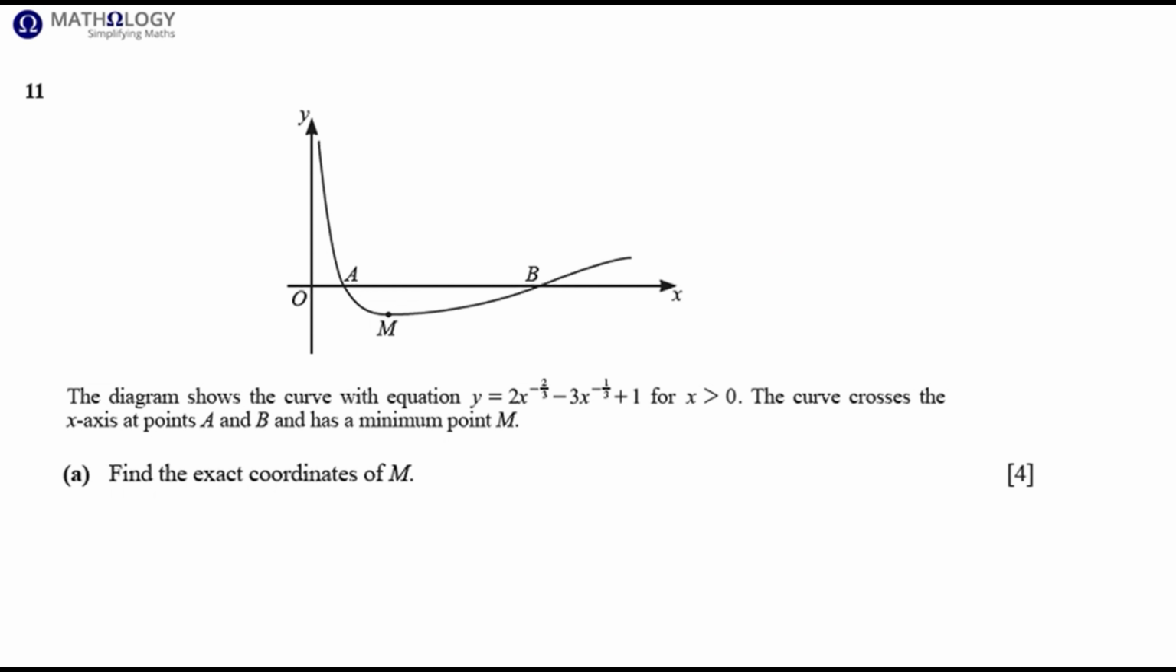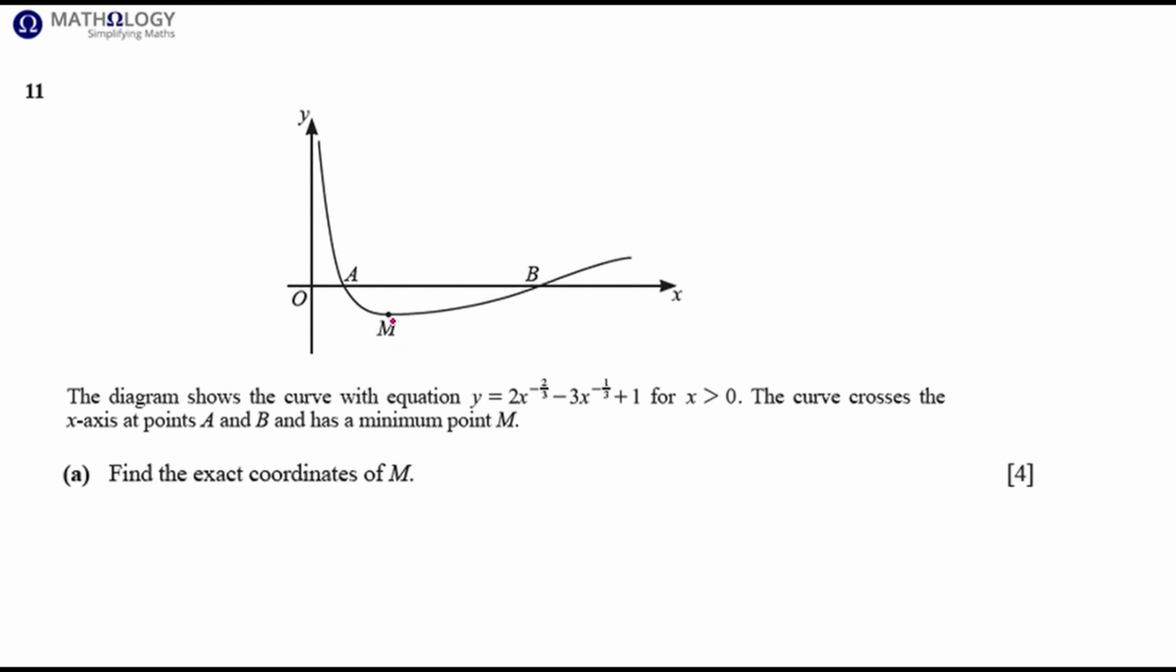Question 11. The diagram shows a curve with the equation y equals 2x to the minus 2/3 minus 3x to the minus a third plus 1 for x greater than 0. The curve crosses the x-axis at the points A and B and has a minimum point M. We're required to find the exact coordinates of point M.